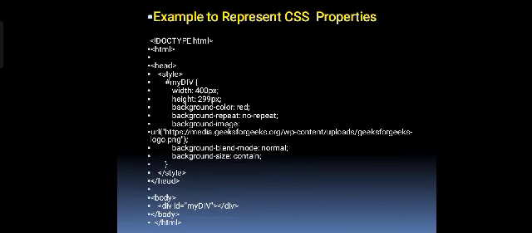So here is an example of CSS properties. This is a code in which we have used different CSS properties like width is 400 pixels, height is 299 pixels, background color is red, background repeat no-repeat, background image and many more. So this will provide us the corresponding output, which you can see on our screen.